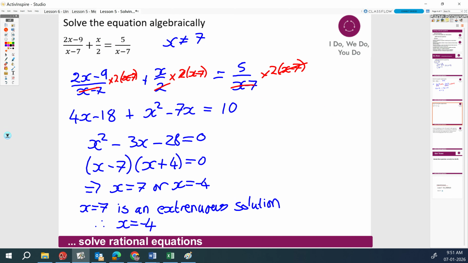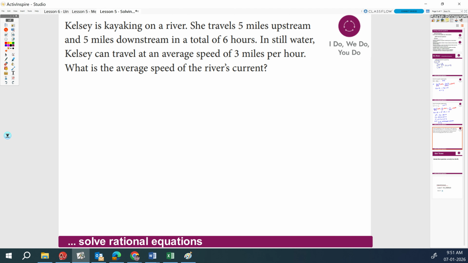All right. Let's have a go at a modeling question. It's going to be new to you guys. So if we imagine the river looking something like this, and Sarah is traveling against the current, which is moving this direction. Here is the current. We need to travel 5 miles in this direction and then 5 miles back again.